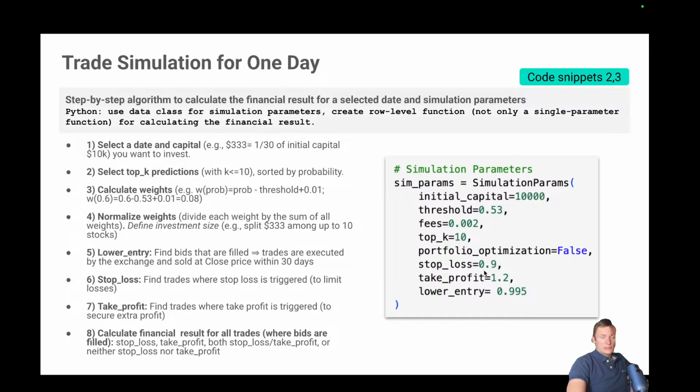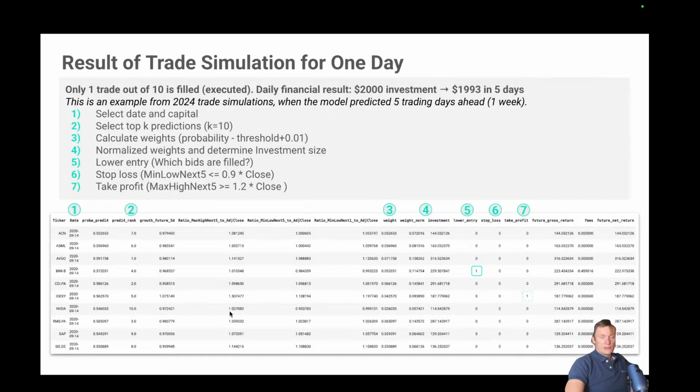Stop loss is 0.9, or maybe I used 0.8, so that's some number that you're comfortable to live with, and if your investment goes below that number you want to sell. Take profit is 0.2 or 0.3, so some profit that you want to take immediately, and then we calculate financial result for all trades.